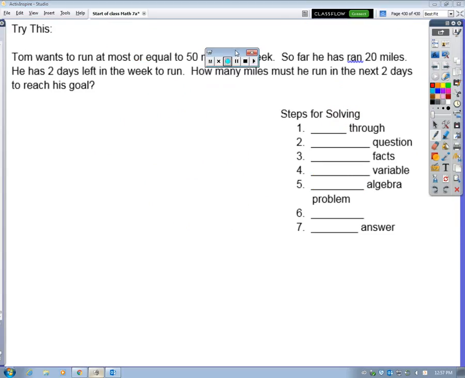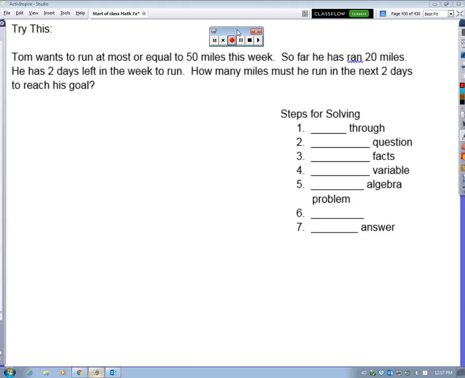Alright, try one on your own. See if you can come up with what symbol is going to go in between your two sides of the equation. Set it up, and then check back in with me, and we will see how you guys did.